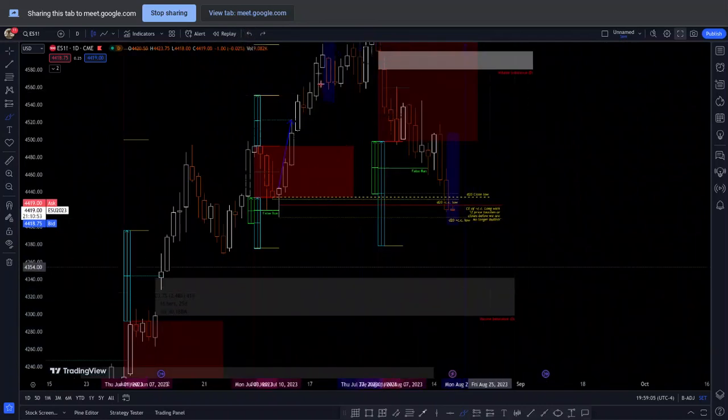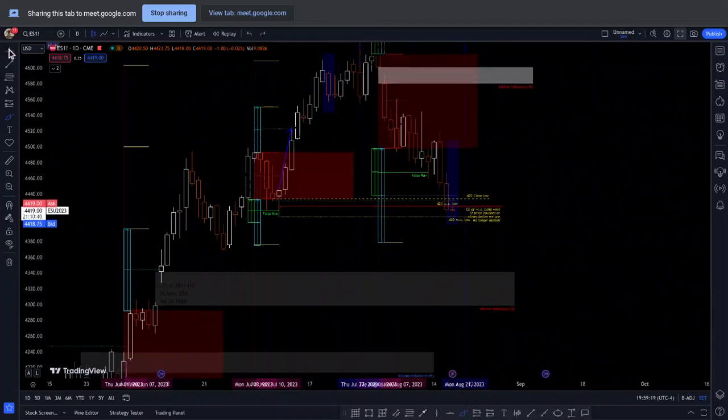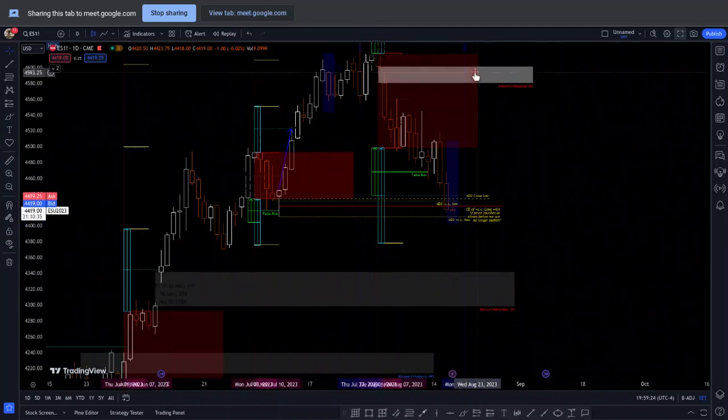So what I'm saying is this is what I see: price coming all the way down here to fill this in. Now we still have this gap up here, but according to the structure, the way I understand the structure works, it has to fill this in first before it comes back up here.